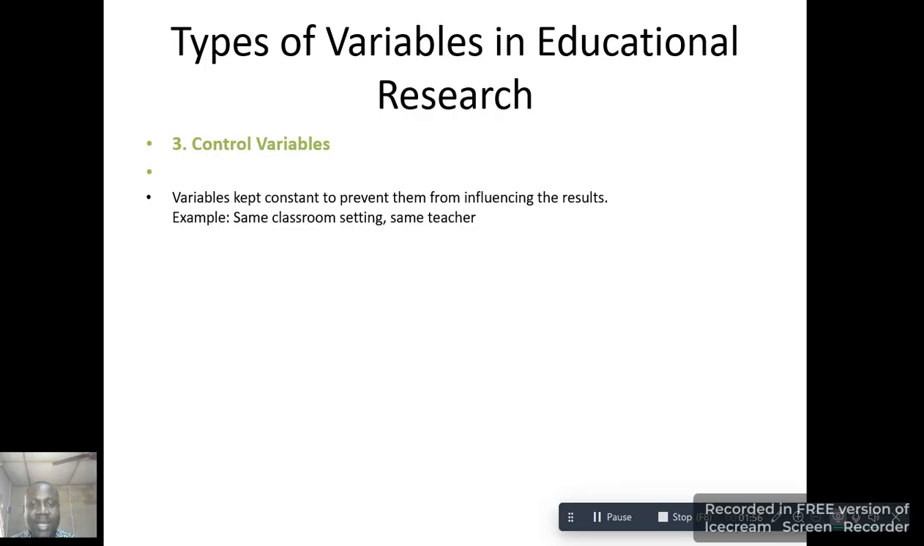The next type of variable is what we call the control variables. These are variables that are held constant, to prevent them from influencing the result. For example, classroom setting and teacher.